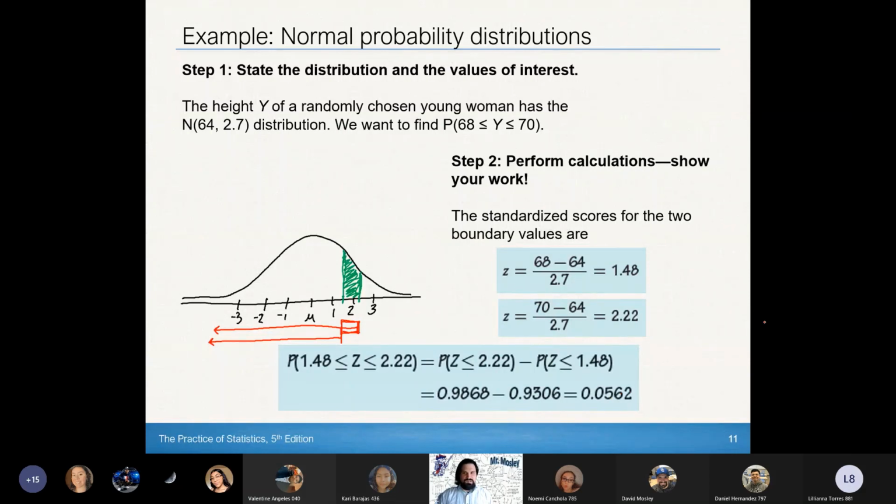All right. Is there anything I can clarify? I have a question. Yes. How did you get 0.9868 and 0.9306? Okay. So that is from table A. So let me pull up table A.